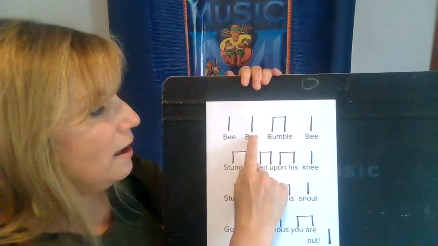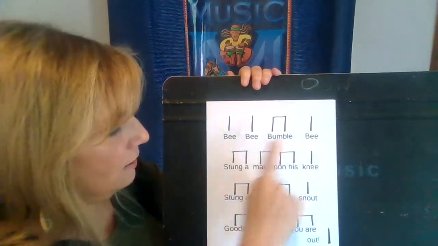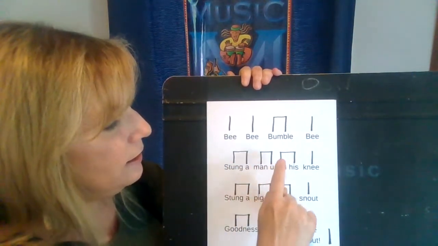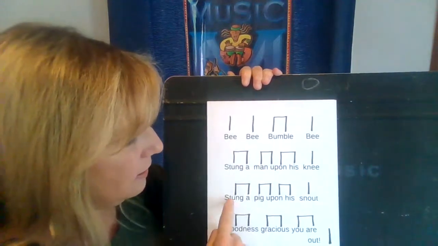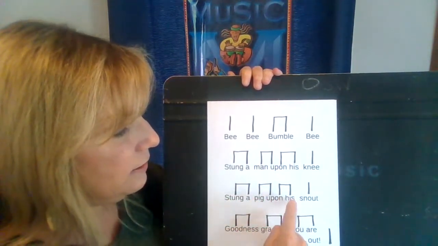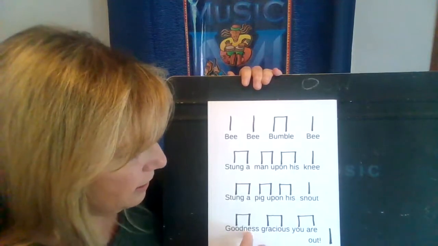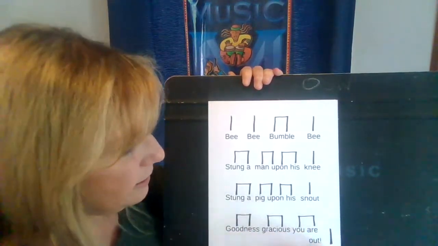Ta, ta, ti, ti, ta. Ti, ti, ti, ti, ti, ti, ta. Ti, ti, ti, ti, ti, ti, ta. Ti, ti, ti, ti, ti, ti, ta.